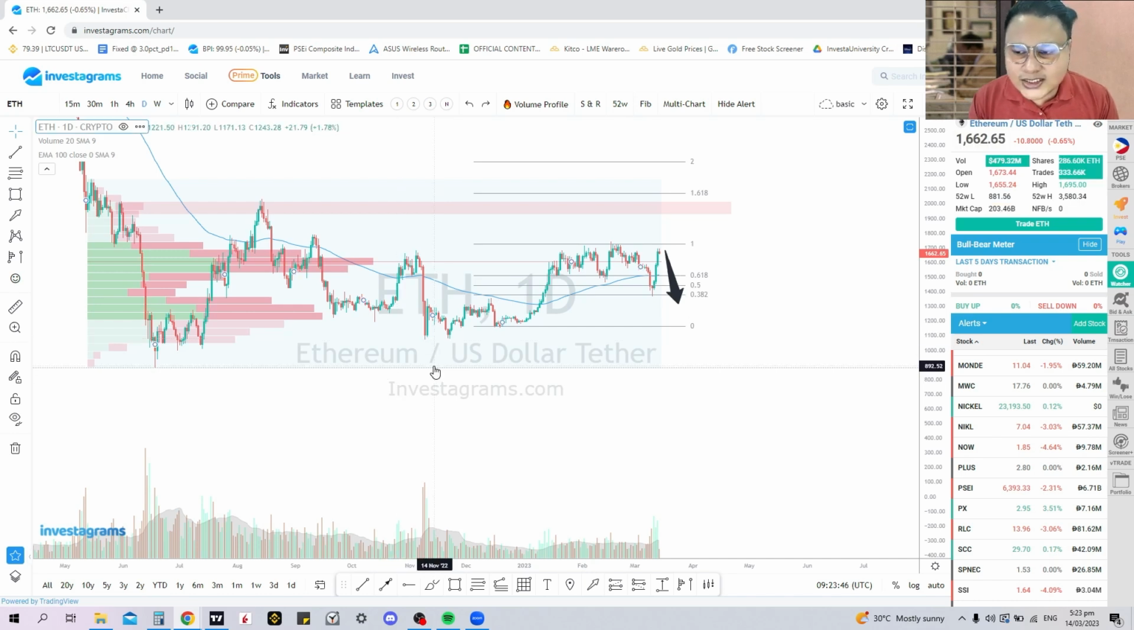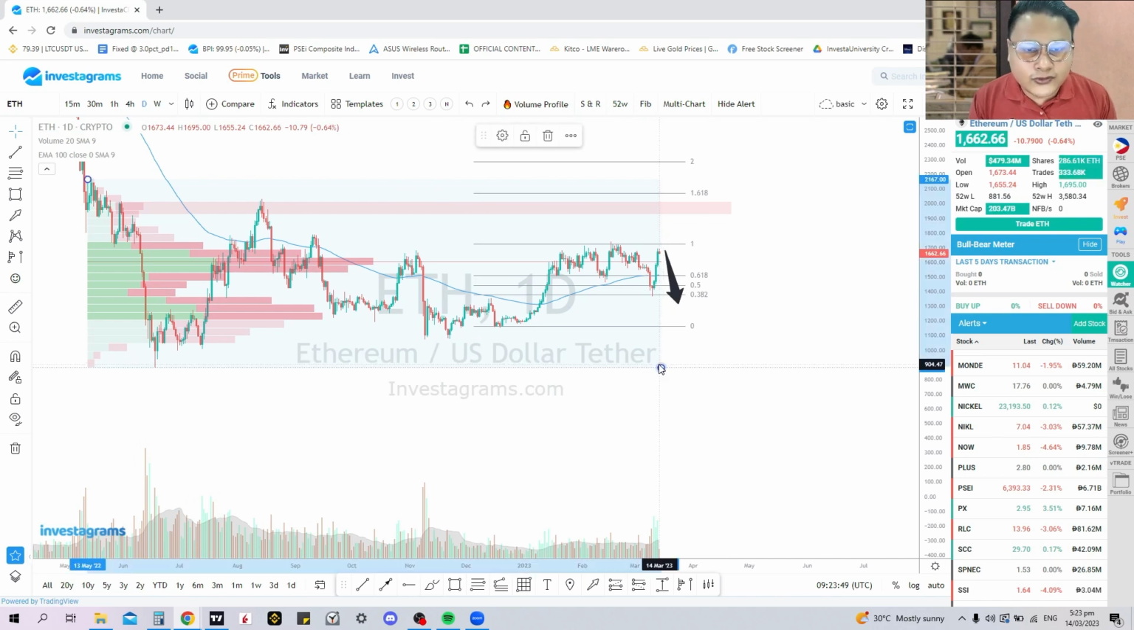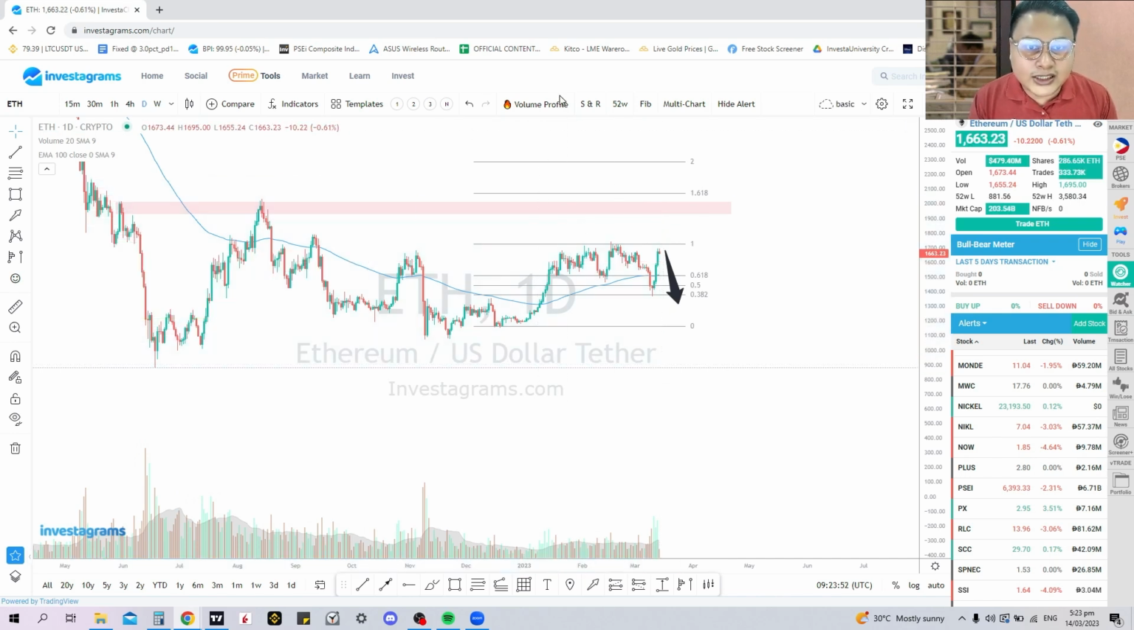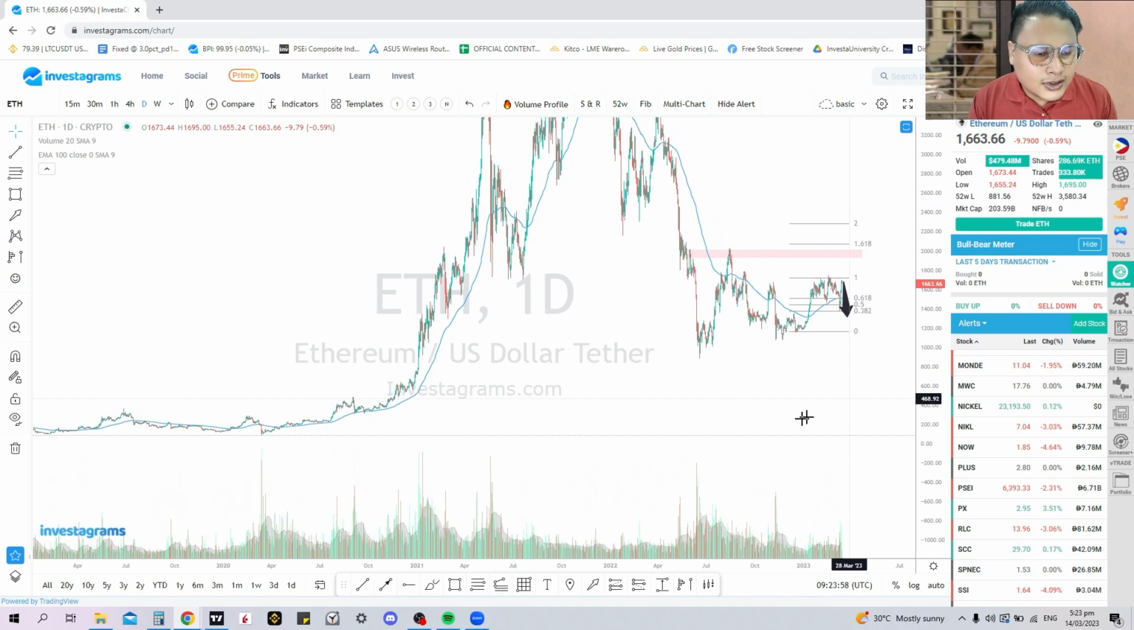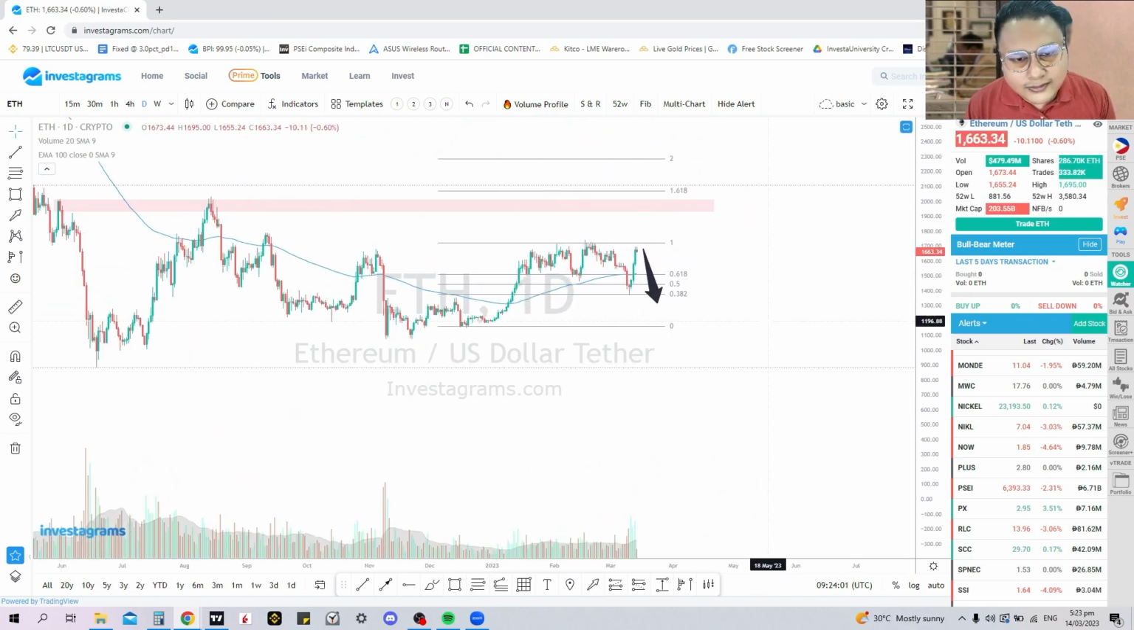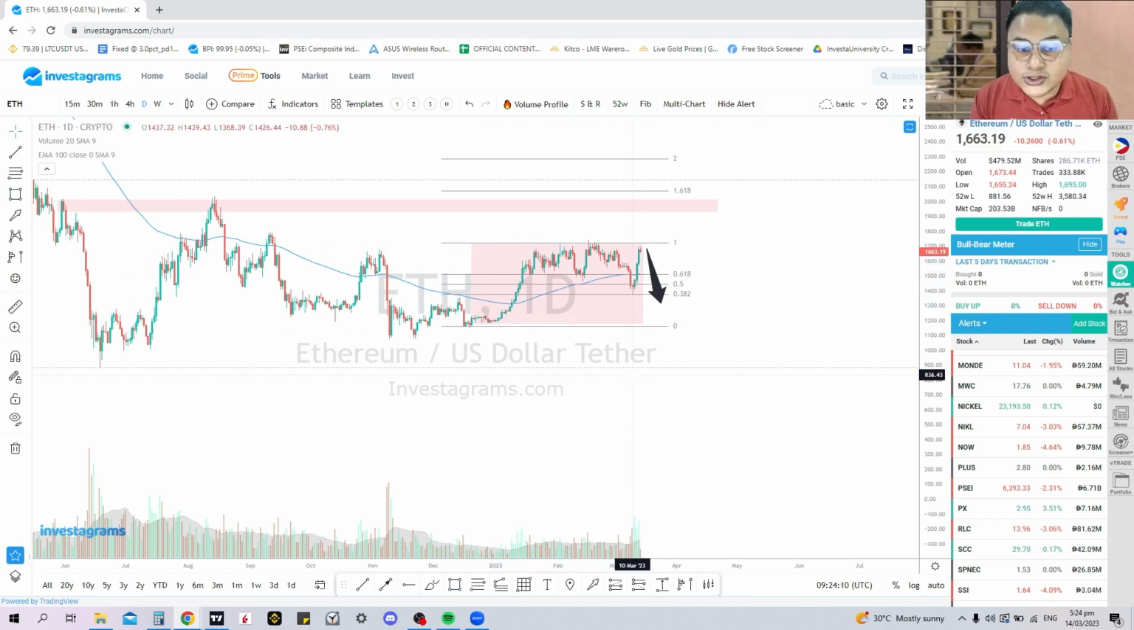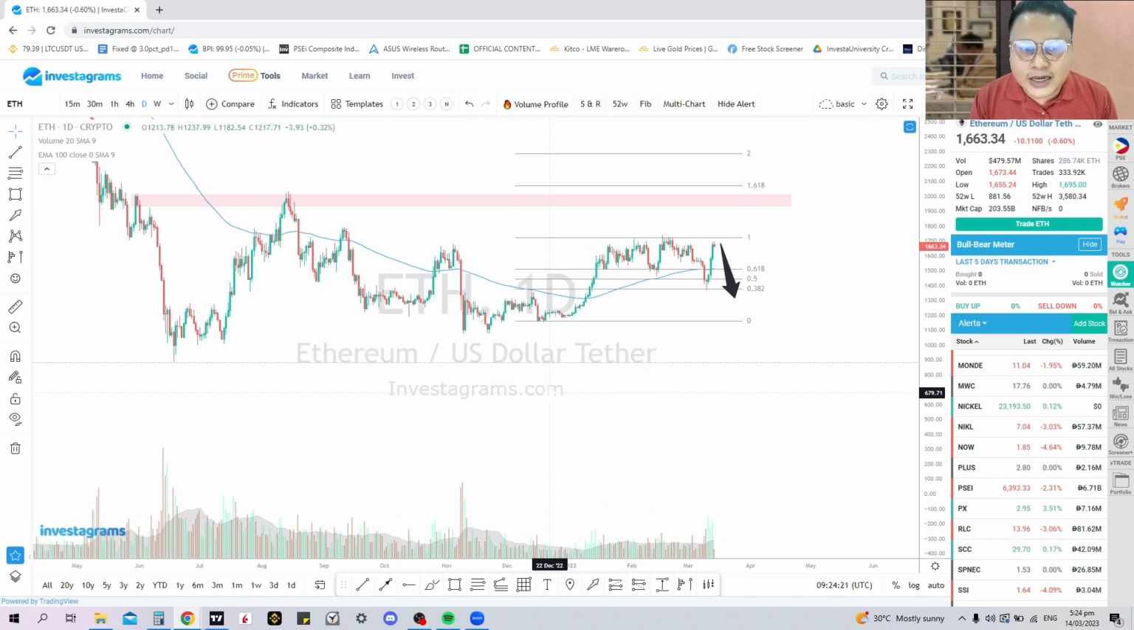Pwede mong gamitin tong fixed range volume profile or yung built-in natin sa Investa chart. In my case, ginagawa ko kasi, range by range ko siya tinitingnan. Range by range. So, ito yung focus point natin na trading range. Dito ko siya ilalagay, di ba? Pwede ko siyang dito ilagay, or basically dun sa bigger picture na trading range, para mas ma-assess ko kung nasaan talaga yung value areas or yung point of control.